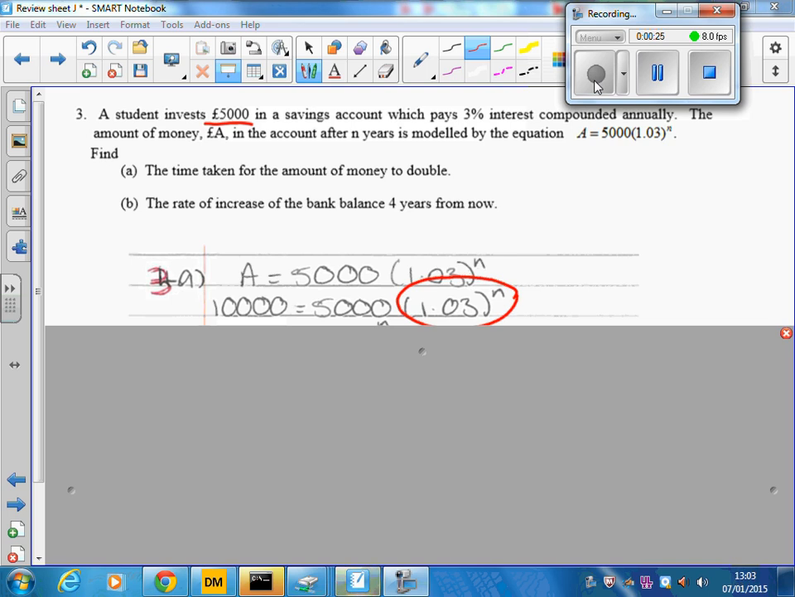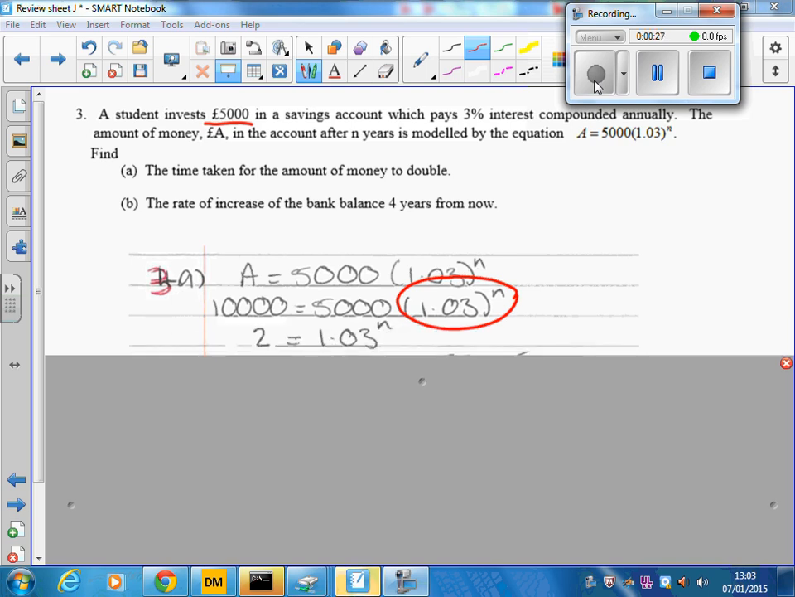So let's divide both sides by 5,000, leaves us 2. And n is up as a power, so let's log both sides.